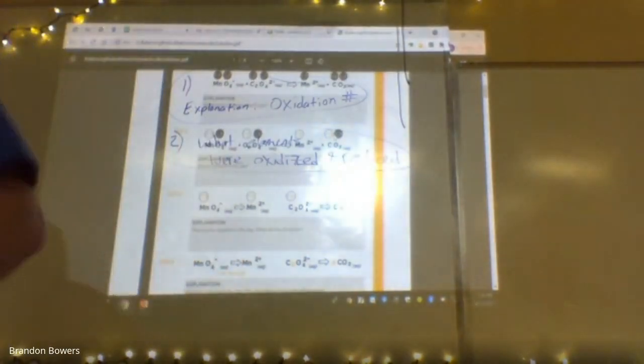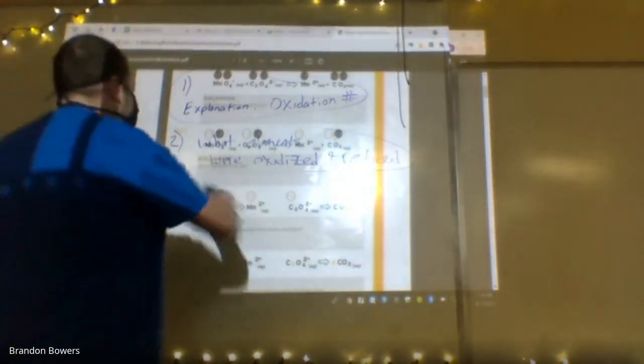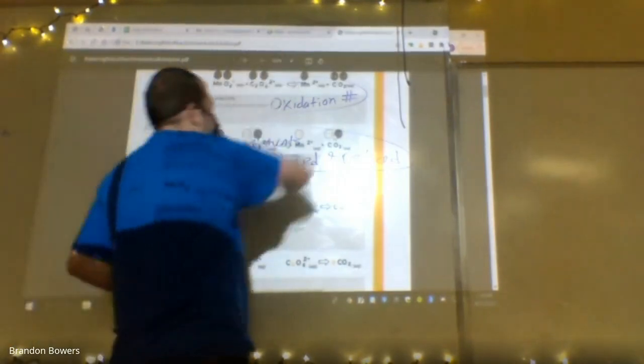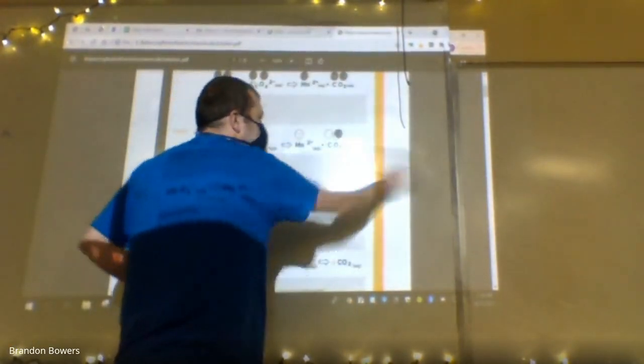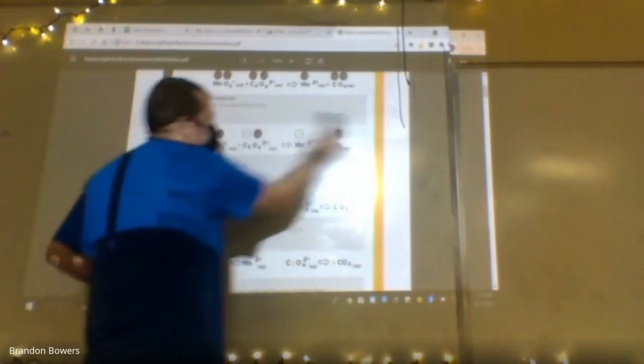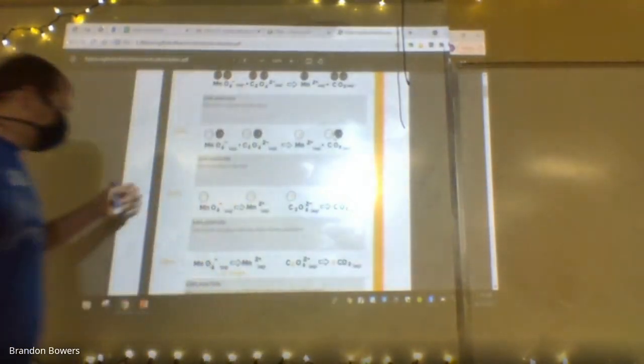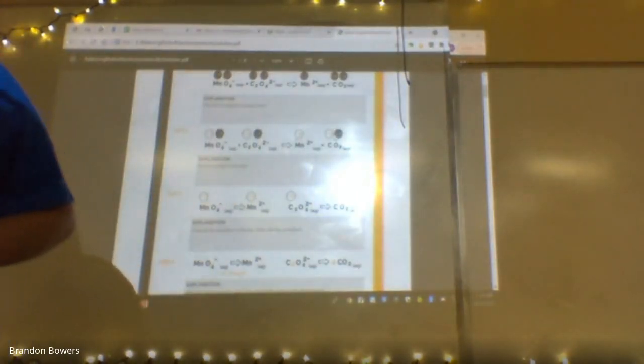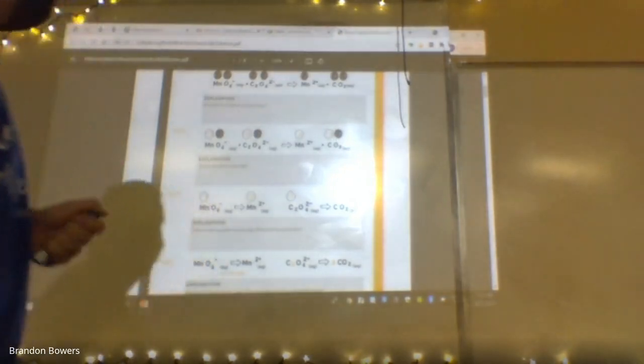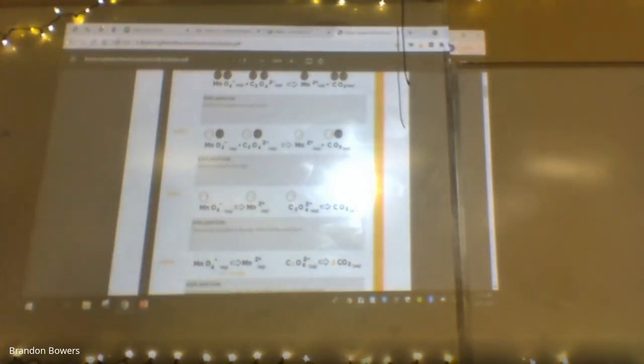Okay. So we went over 1 and 2. Let's work this as a class. So number 3. What did we notice about number 3 here real quick? There are 2 equations in this step. Where did they come from?